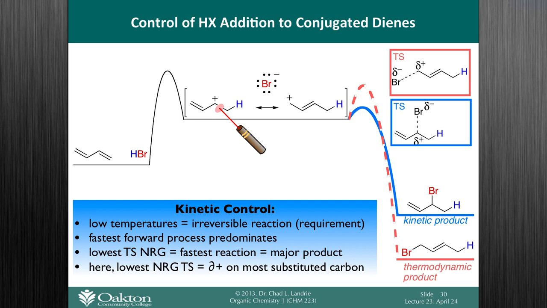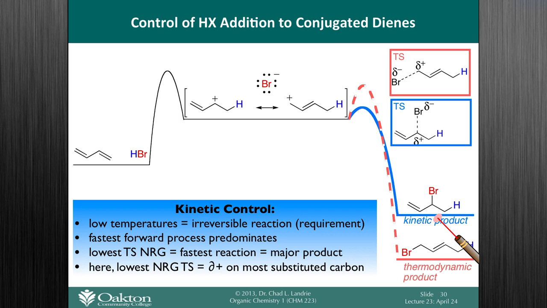Well, if we look at these two resonance structures, we can see that carbon 4 is primary, carbon 2 secondary. So when bromide's adding to a carbocation, the carbon is becoming neutral, so it's partially positively charged. Bromide is becoming neutral, so it's partially negatively charged. And the lower energy transition state will be the one that has the most substituted partially positively charged carbon, which is this one in the blue box here. In other words, bromide adds to the most substituted carbocation resonance structure. That's the lowest energy pathway. And that gives me the kinetic product.